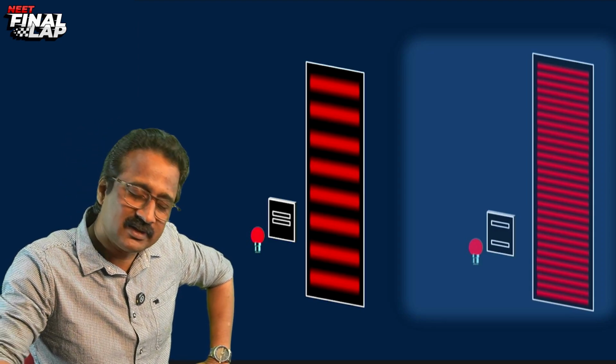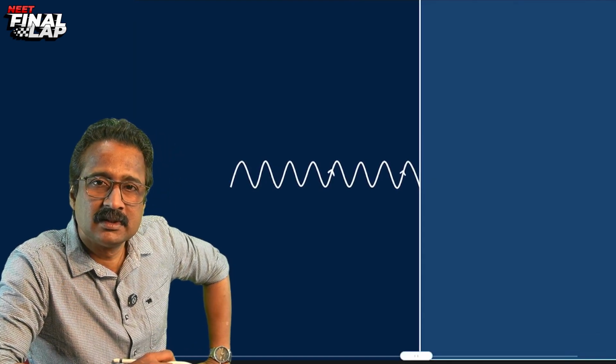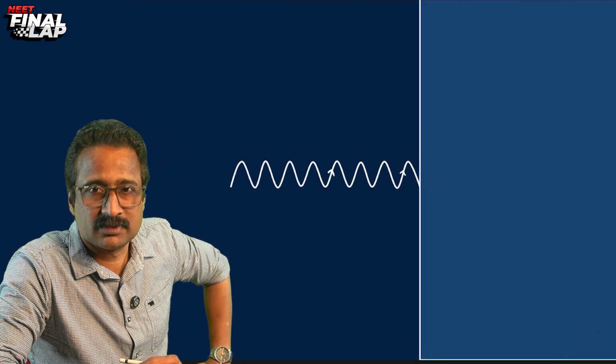Now, why this change is taking place, it is because wavelength of light will change when medium changes.